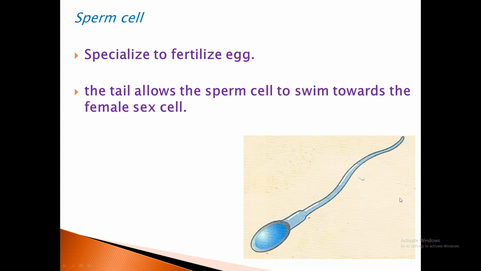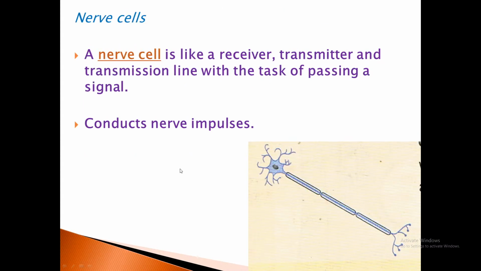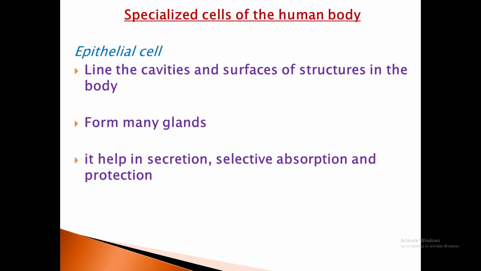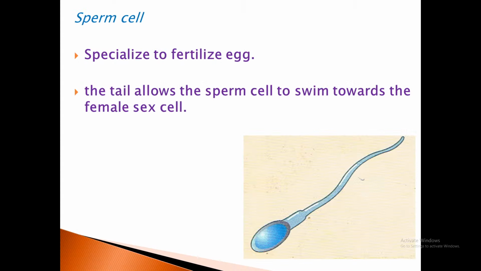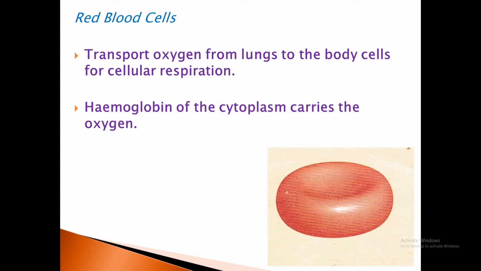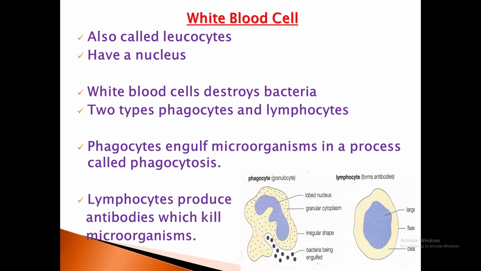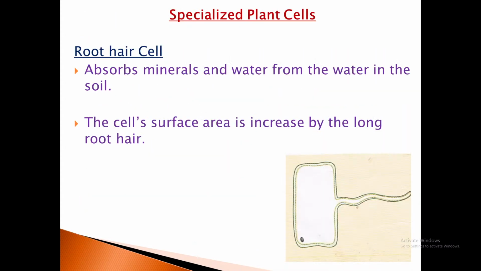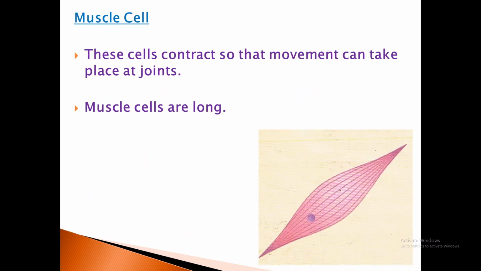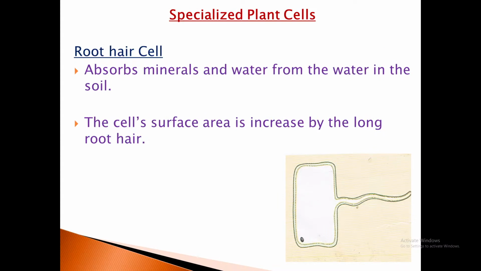Right, so the list of specialized cells that you can find in human being: a nerve cell, then you have the epithelial cell, sperm cell, egg cells, red blood cell, and of course white blood cell. So that's basically it in terms of the different type of cell that are found in the human body.